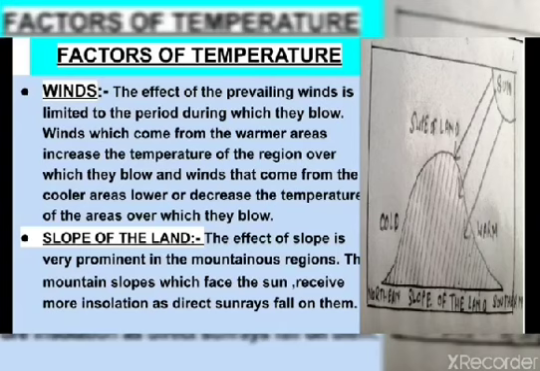The effect of slope is very prominent in the mountainous regions. The mountain slopes which face the sun receive more insolation. It means the incoming solar energy, as direct sun rays fall on them. Thus, in the northern hemisphere, the south facing slopes are warmer than the north facing slopes. For example, in the northern hemisphere, the valleys located in the southern slopes of the Himalayas and the Alps are warmer and have more human settlements than the north facing slopes.